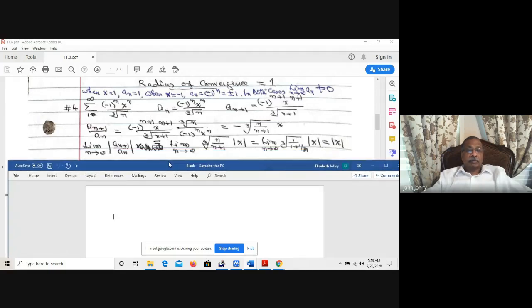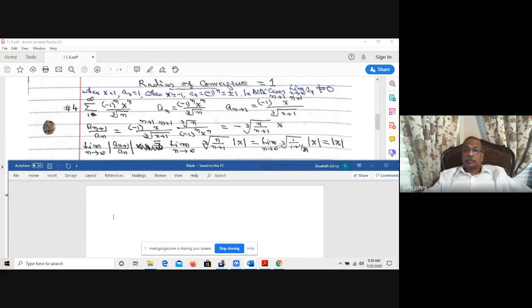So the limit as n approaches infinity of |an plus 1 over an| is equal to the limit as n approaches infinity of the cube root of n over n plus 1, multiplied by the absolute value of x, because x is here. So the limit as n approaches infinity of the cube root of 1 over 1 plus 1 over n. You divide, the common technique: you divide numerator and denominator inside the radical sign by n. So it becomes 1 divided by 1 plus 1 over n, times the absolute value of x.